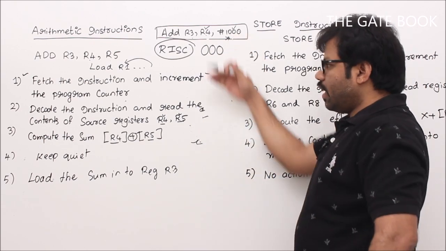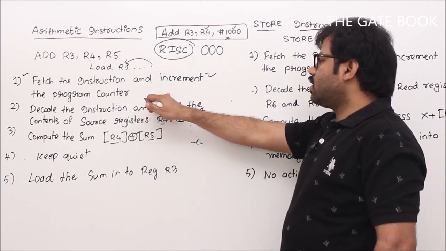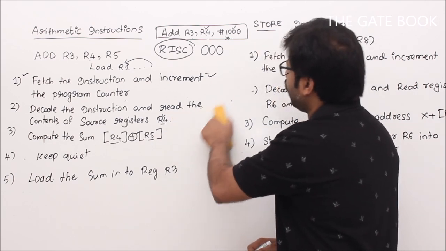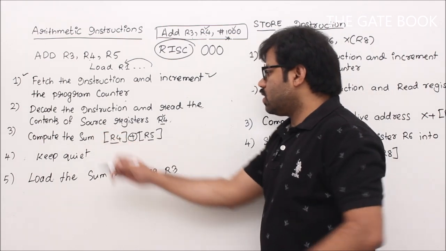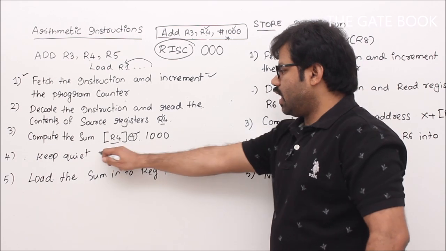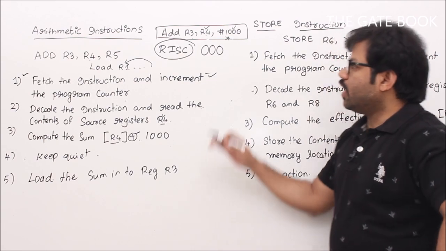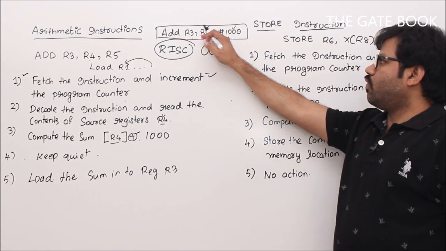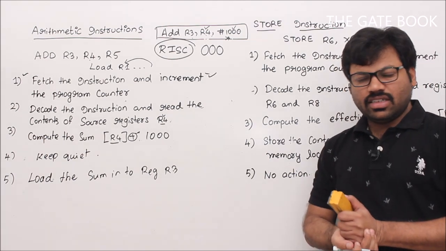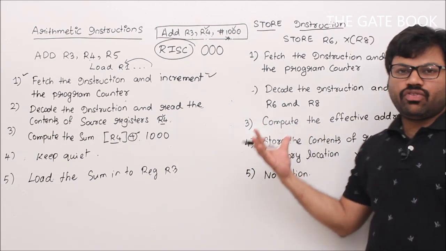So there is not much difference, I want to tell you. Fetch the instruction, same. Then decode the instruction and read the contents of source register R4. Only read R4, correct? Next, compute the sum R4 plus 1000. Then fourth step, keep quiet. Now fifth step, load the sum into register R3, correct? So there is no difference between add R3 R4 hash 1000 and add R3 R4 R5. That is the idea in RISC instructions. Almost all the instructions are quite similar. They carefully planned it that way.